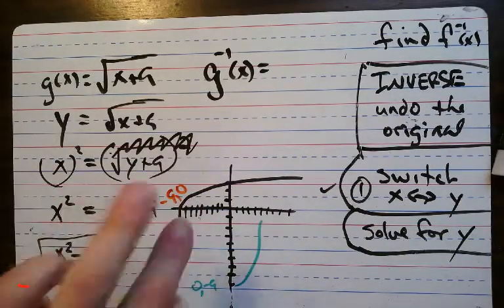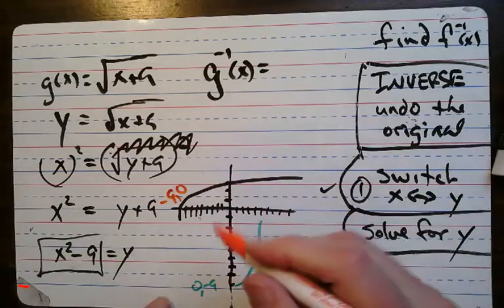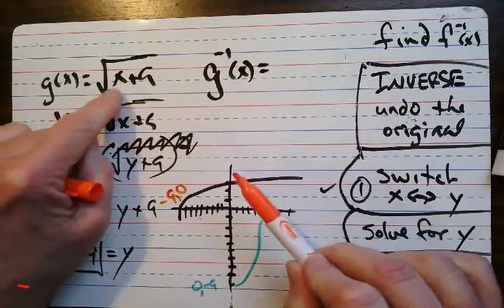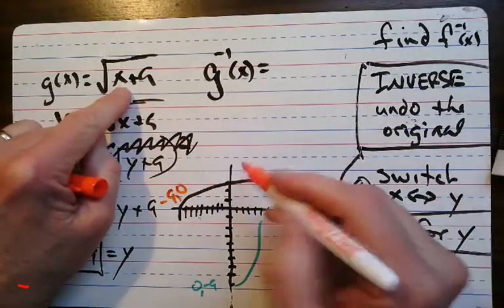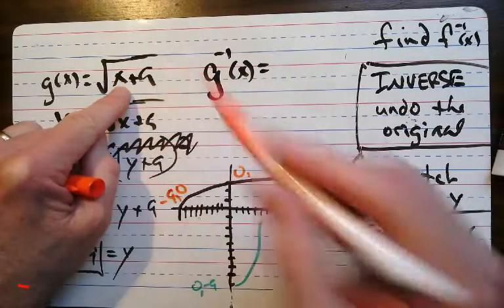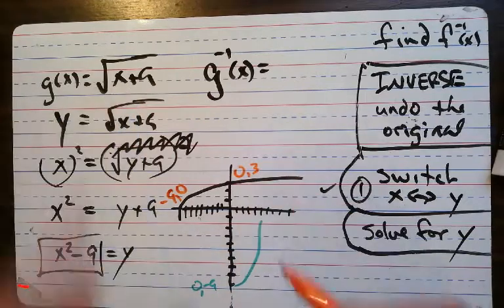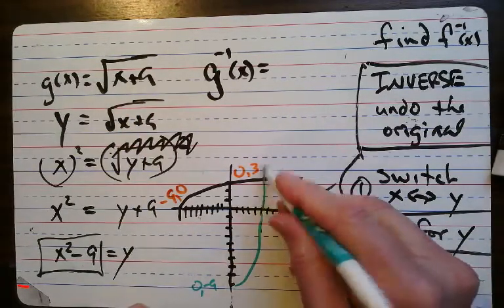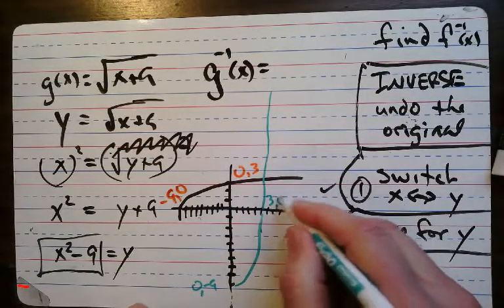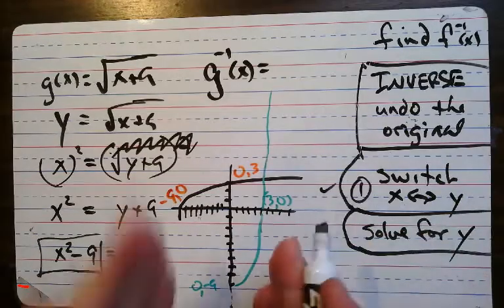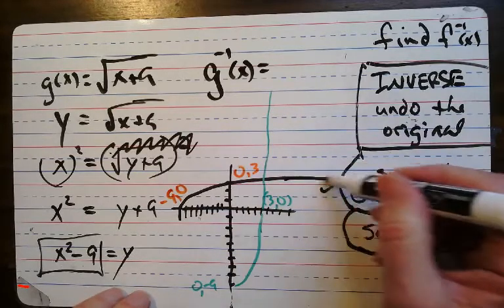Remember, you're switching the x and y's. And then this one, if I put 0 in here, if I want to know, hey, what happens when 0 goes in? Square root of 0 plus 9 is 9, square root of 9 is 3. So that's 0, 3. That means this guy is over here crossing at 3, 0, right? That's what it means. And so the right side of this graph is the inverse of this guy.